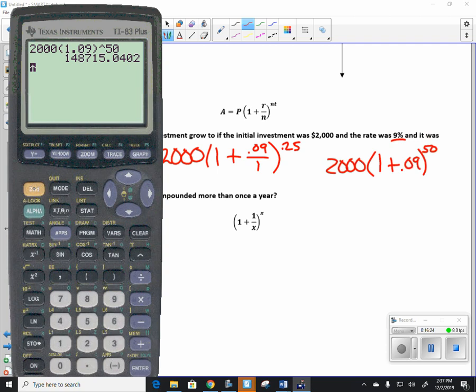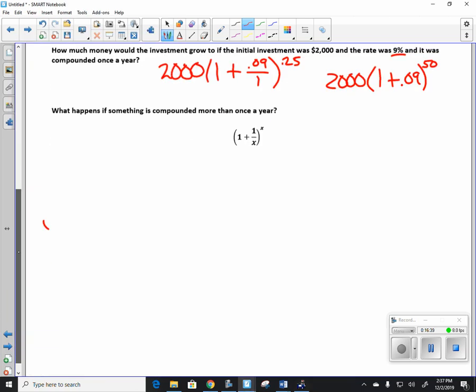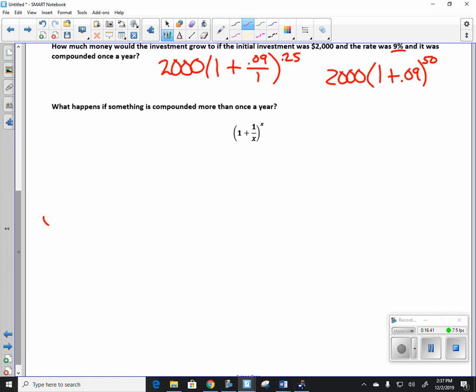Look what happens if I take that same entry and instead of 50, I just change it to 45. What happens? All of a sudden, $96,000. Just 5 years off the end of that, and it changed dramatically, didn't it? You invest early on. Now, here's the deal. That interest gets compounded once a year.